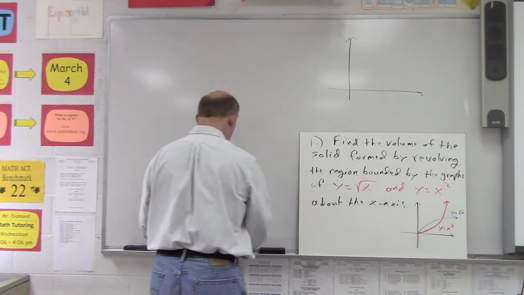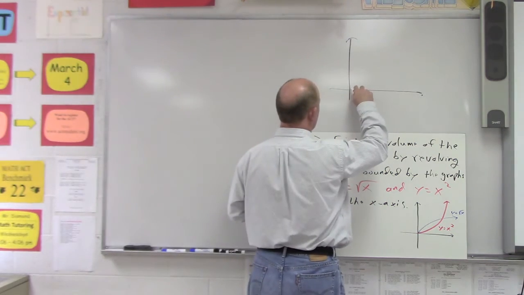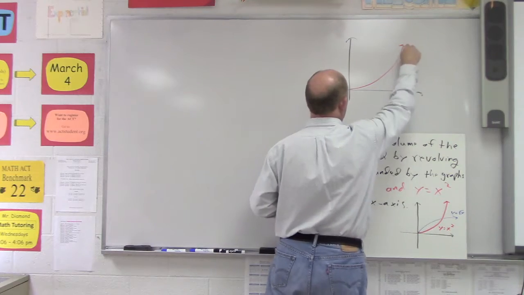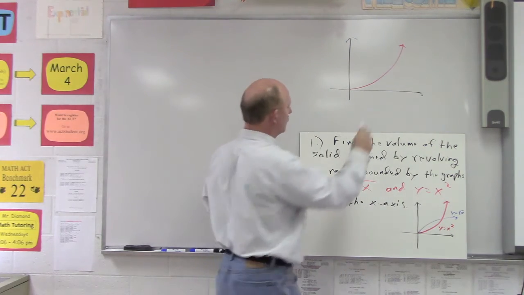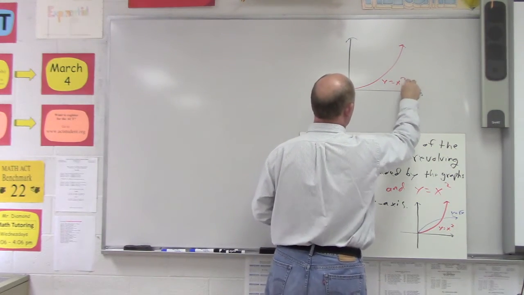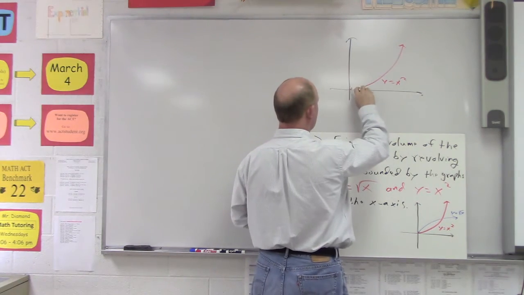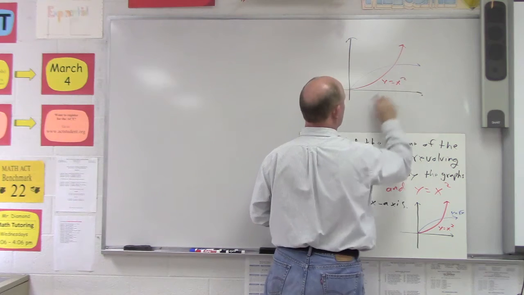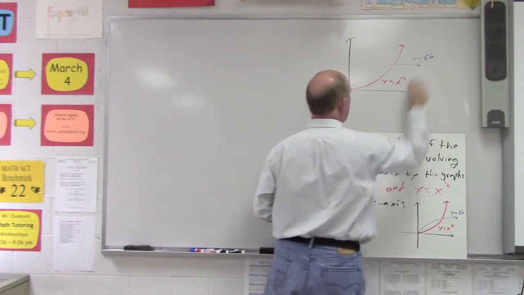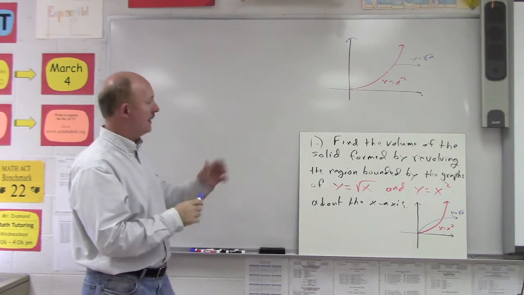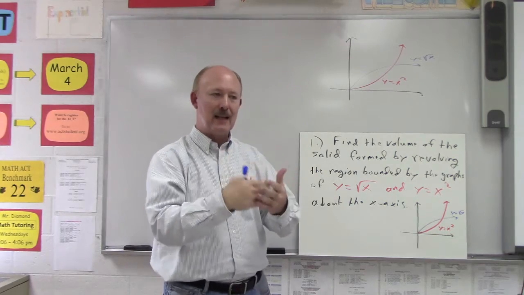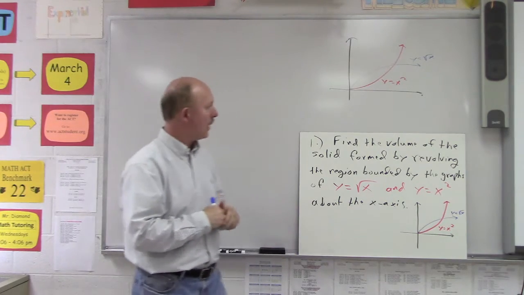So as you look at your graph, you've got this is y equals x squared. And we got the square root of x, which if you remember does something like this, it does something like that. This is y equals the square root of x. And you can see you have two intersecting lines. You have this region in the first quadrant.